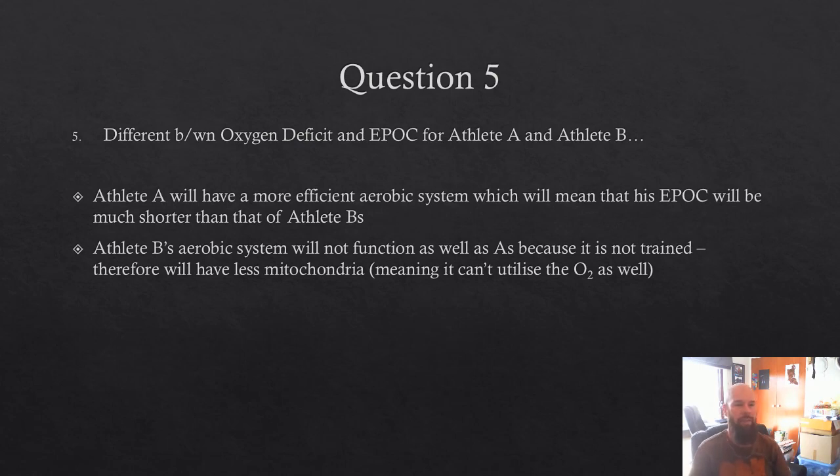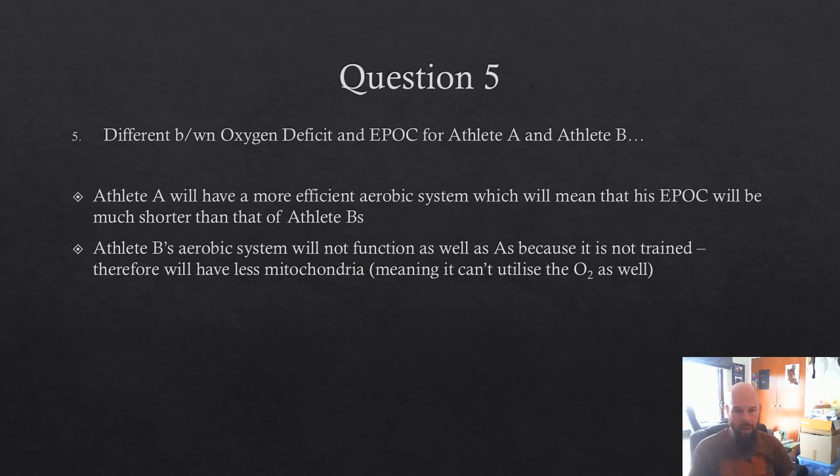Question 5, the difference between the oxygen deficit and EPOC for athlete A and athlete B. Without actually having read the question, I will have a look. Hold on. So the question, 2 athletes. Athlete A is a trained endurance athlete, whereas athlete B is a 400-meter specialist. So there are obvious differences between the two of them. One's going to have a higher amount of mitochondria. So athlete A is going to have a more efficient aerobic system.